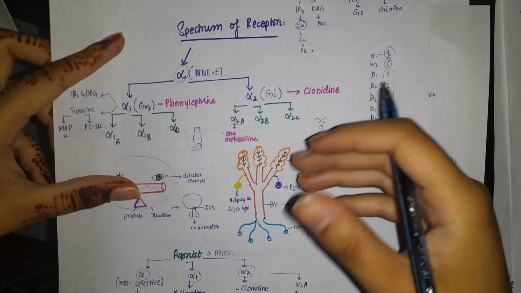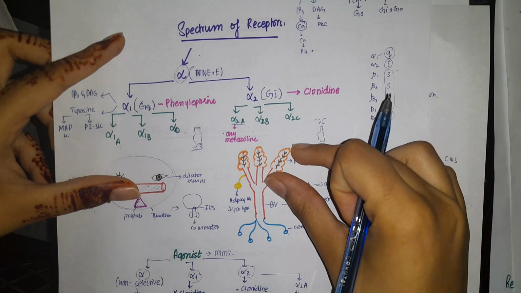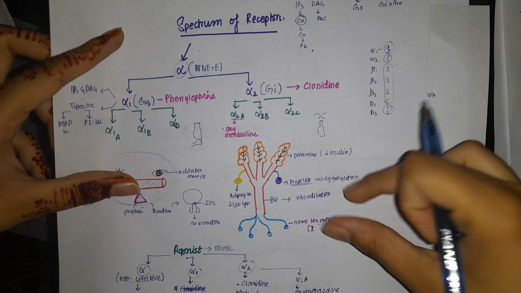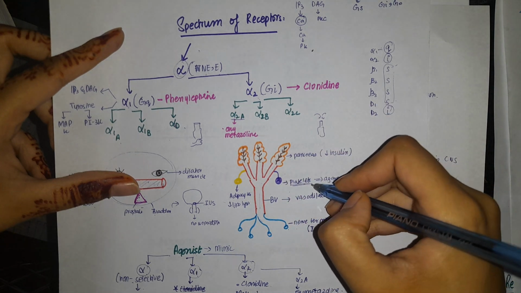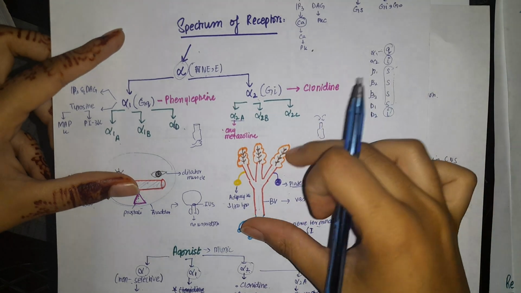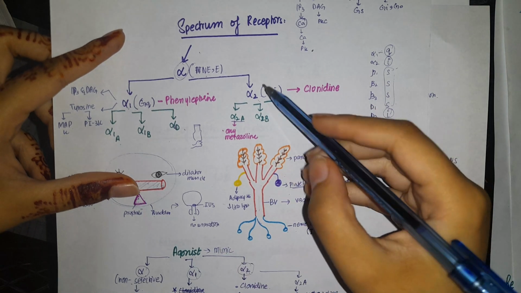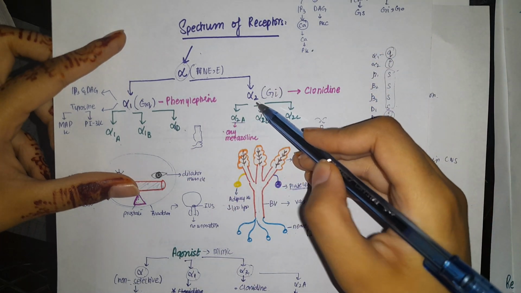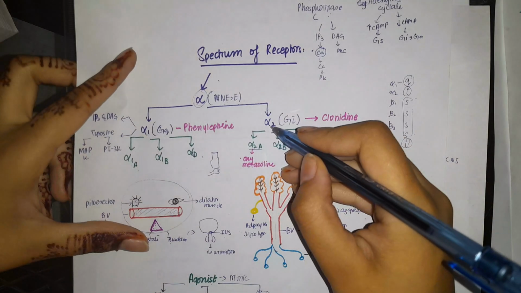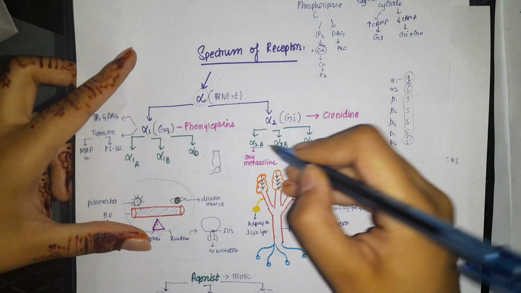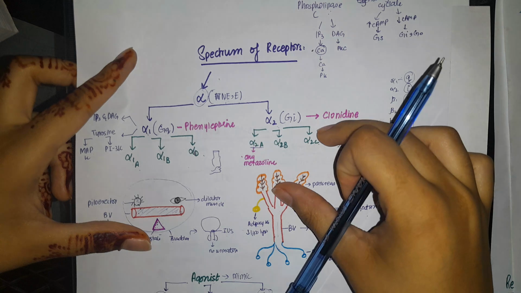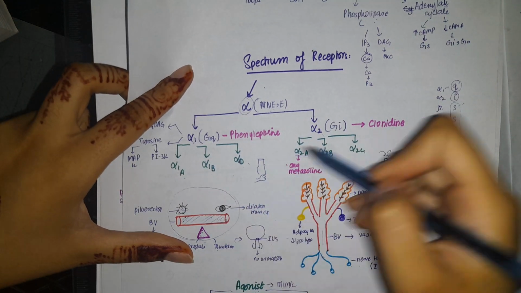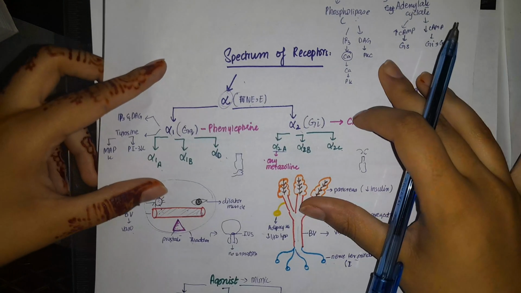The leaf-like structure for this tree is the pancreas, the roots are nerve terminals, the fruit is either platelets or the adipocytes. So it is present in all these things. Now for alpha 2 selective agonist, we have clonidine. And the type of alpha 2 is further divided into alpha 2A, 2B and 2C. You need to remember this. They were A, B and D. This is A, B and C.